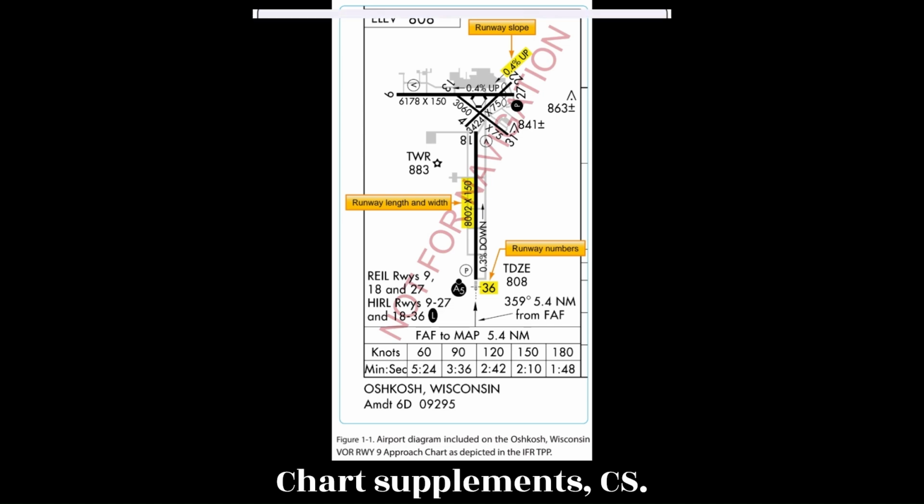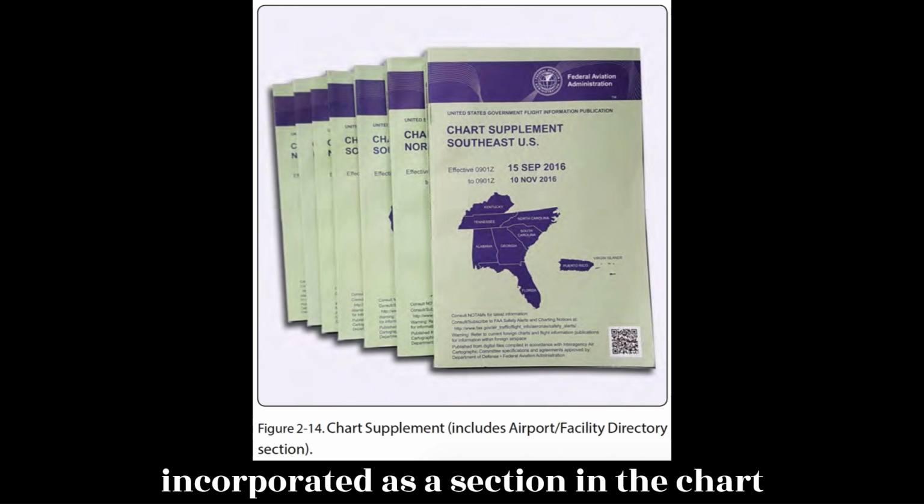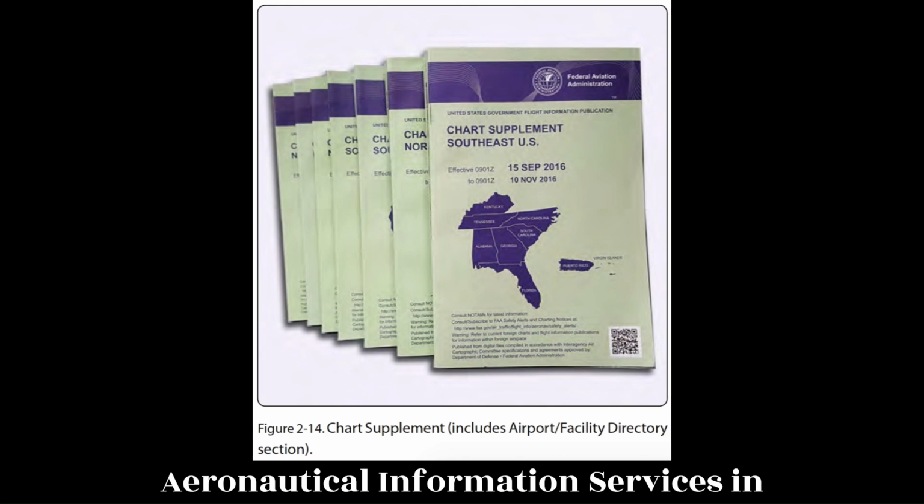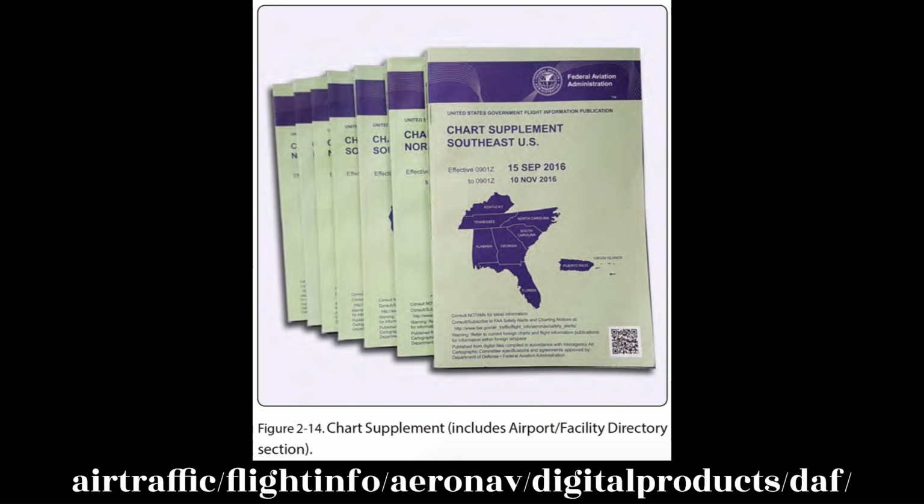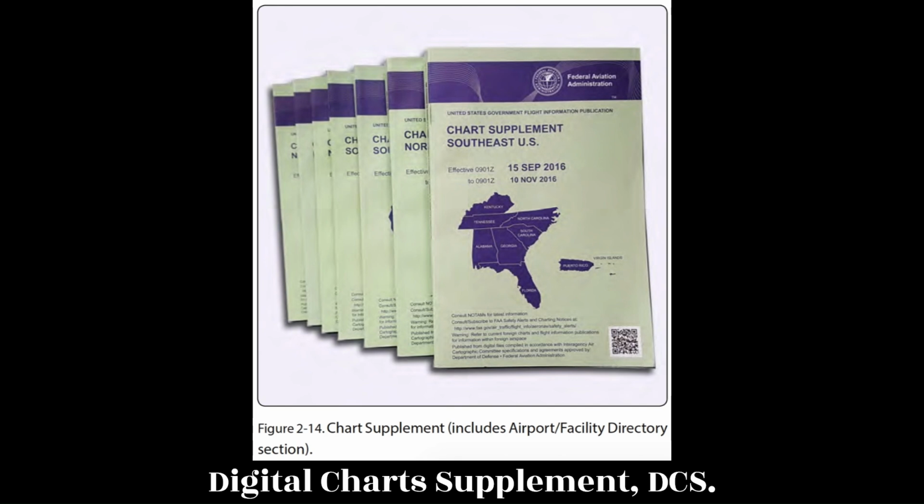Chart Supplements, CS. In recent years, the former Airport/Facility Directory, A/FD booklet was incorporated as a section in the Chart Supplement, CS, Figure 2.14. The Chart Supplement, CS, is published by Aeronautical Information Services in regional booklets and online at https://www.faa.gov/air_traffic/flight_info/RNAV/digital_products/DAF/. The online version is known as the Digital Chart Supplement, DCS.